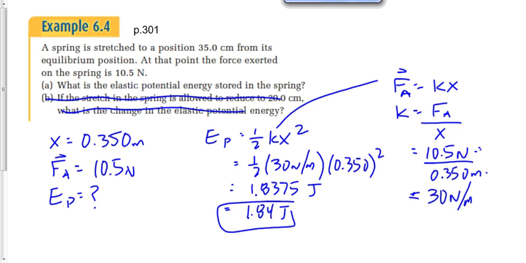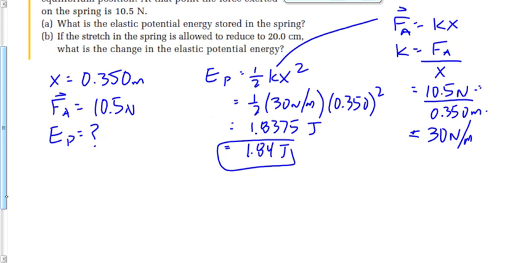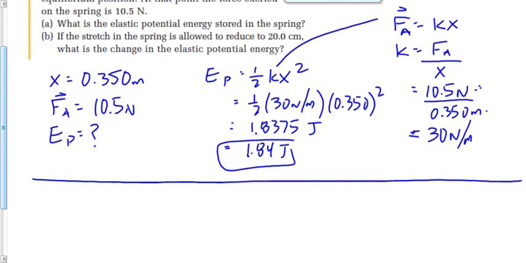All right, what about question B now? If the stretch in the spring is allowed to reduce to 20 centimeters, what's the change in the elastic potential energy? Don't make this question harder than it has to be. The elastic potential energy was 1.8375 joules when the displacement was 35 centimeters. When I reduce the displacement to 20 centimeters, I don't have to change everything. I'm going to say EP is equal to 1/2 kx squared. I have to do that equation again, but I don't have to find the value of k again. I can keep it as 30 newtons per meter.